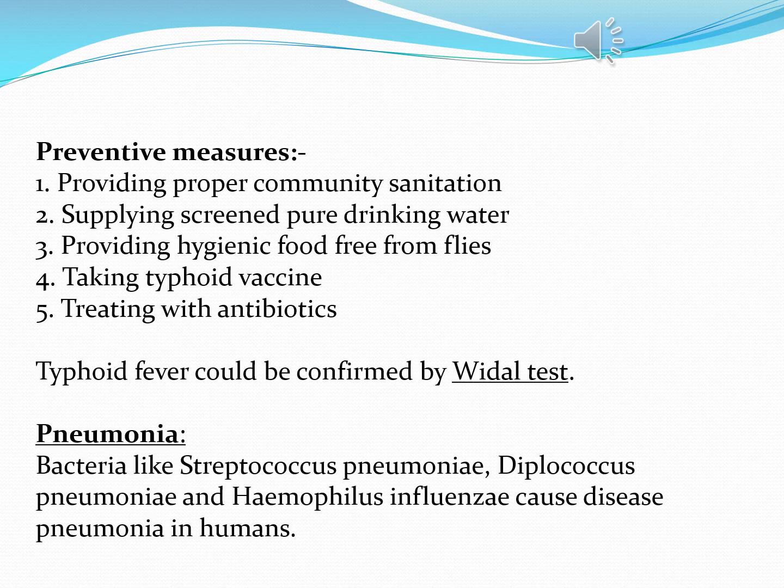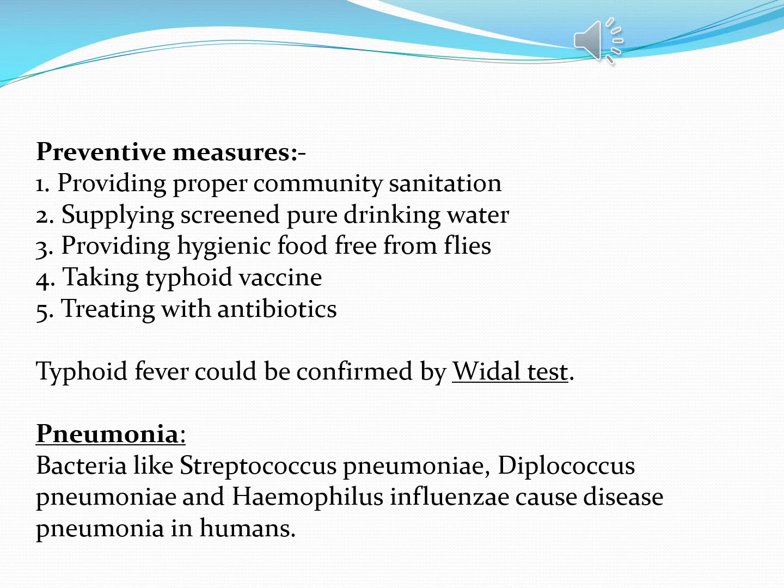In the last slide we discussed the symptoms and causative organism of typhoid. In this slide we'll focus on preventive measures and control measures of typhoid. First point, providing proper community sanitation. In our surrounding areas and colonies, there should not be an open drainage system; everything should be closed, and proper sanitation should be ensured.